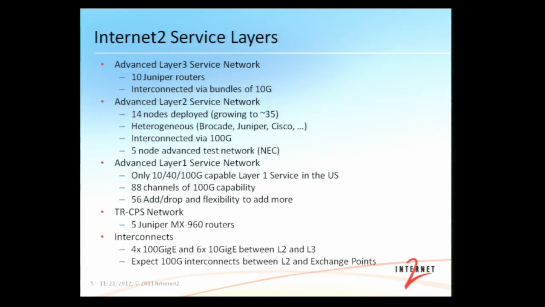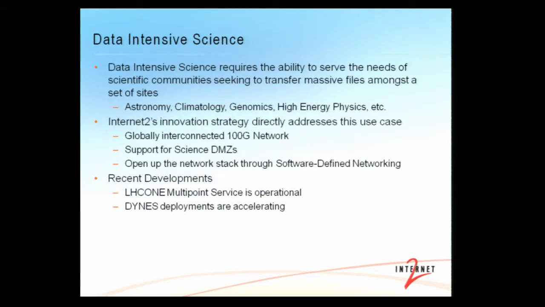So we have Brocades in the mix today. We'll be adding Junipers into the mix in January, and we expect to add Ciscos into the mix sometime next year as well. We also have the layer 2 network we built last year based on NECs. We're keeping that as our advanced test network, and I'll talk a little bit about why we would need that as we go forward. Next slide.